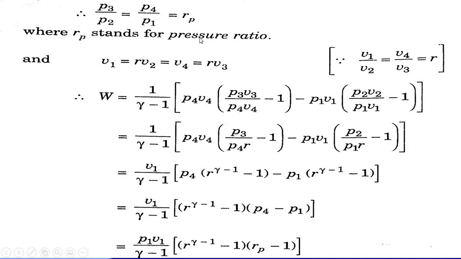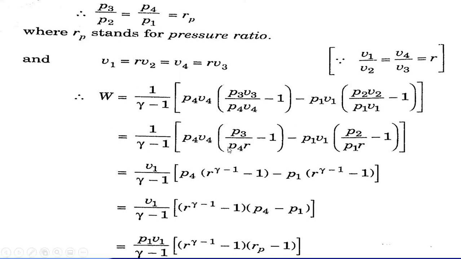Already we know that V1 by V2 is equal to V4 by V3 is equal to R. The compression ratio and the expansion ratio are considered the same, so we gave the notation R. Now we are going to find the value of W, and then substitute in the mean effective pressure definition or equation, that is the ratio between the work done and the stroke volume.